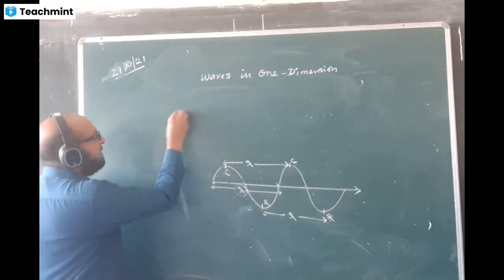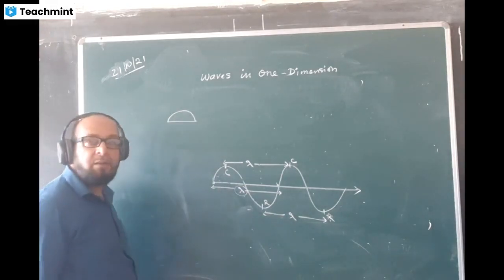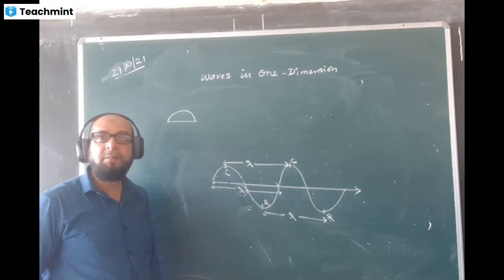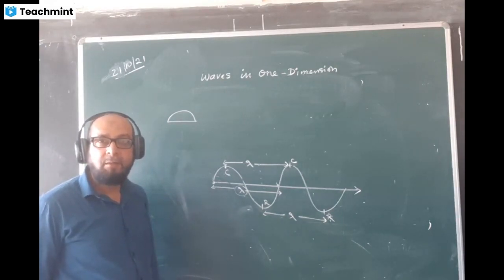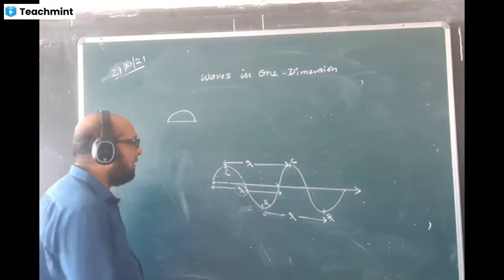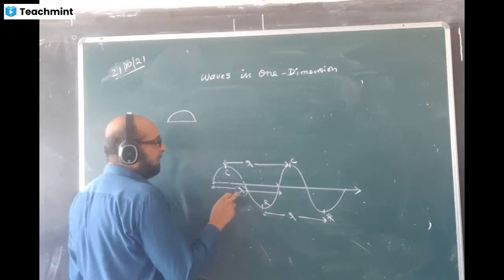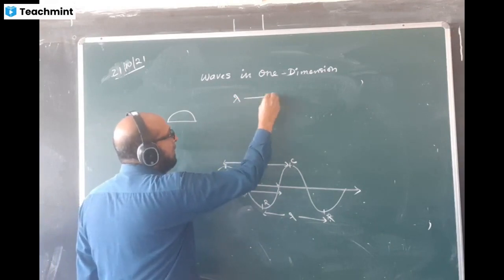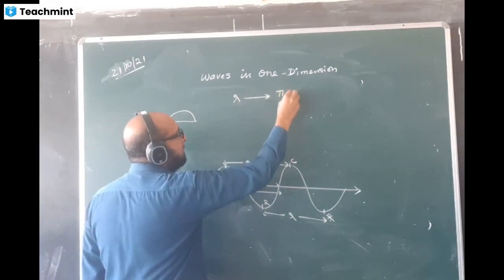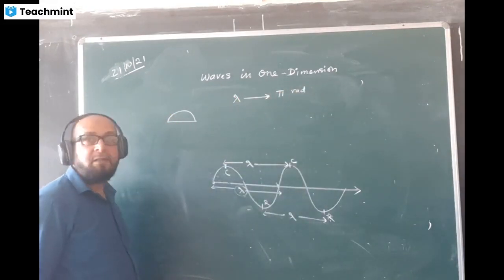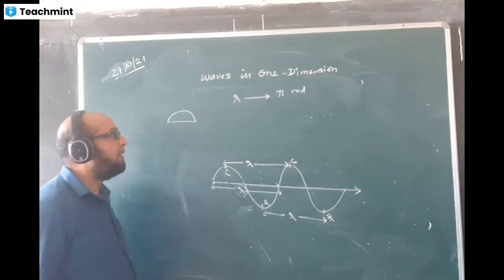If it is a half wave like this, only half wave, that is semicircle, how much angle does it represent? Semicircle represents 180 degree angle. 180 degree means pi radian. So we are going to make an equation. You see, when distance is lambda, the angle is how much? Pi radian. When the distance is lambda meter, then the angle is pi.